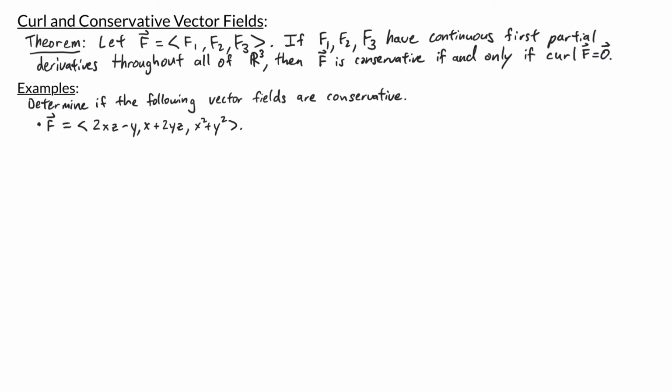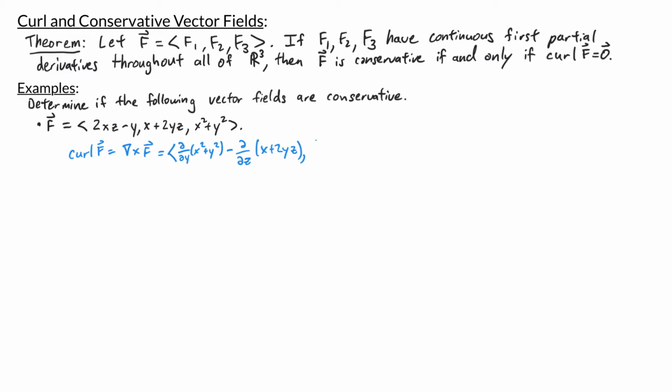In our first example, F is the vector field consisting of components 2xz minus y, x plus 2yz, and x squared plus y squared. First, looking at the components, I can tell that the first partials of all of these components are continuous. So to check if F is conservative, I need to compute the curl of F. So remember that the curl of F is the del operator cross F. So the first component is the partial derivative of x squared plus y squared with respect to y minus the partial derivative of x plus 2yz with respect to z.